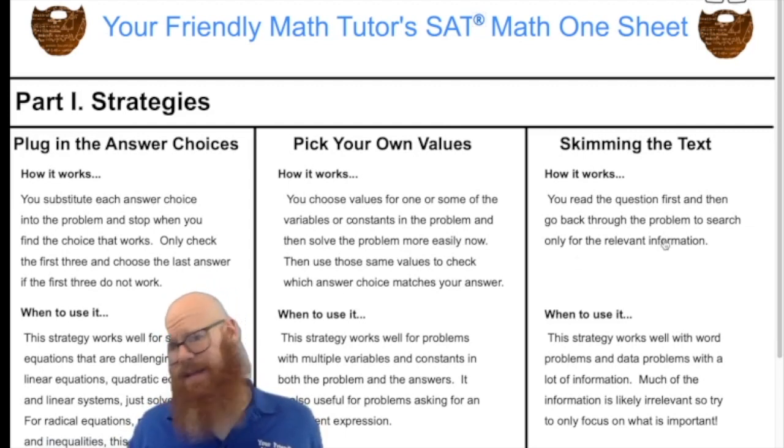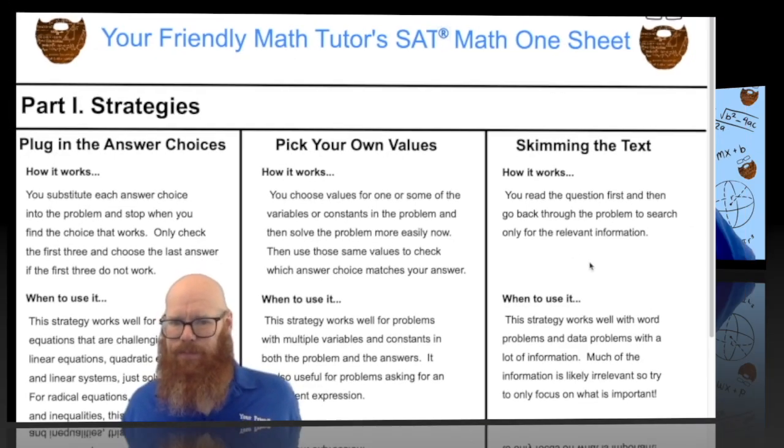And then skimming the text is essentially just don't read the whole problem at first. Read the question, see if you can figure out what's going on by just reading the question or going back and just searching for specific information. Sometimes that doesn't work, and unfortunately you do have to read the whole question and know everything that they're talking about, but most of the time that's not the case.